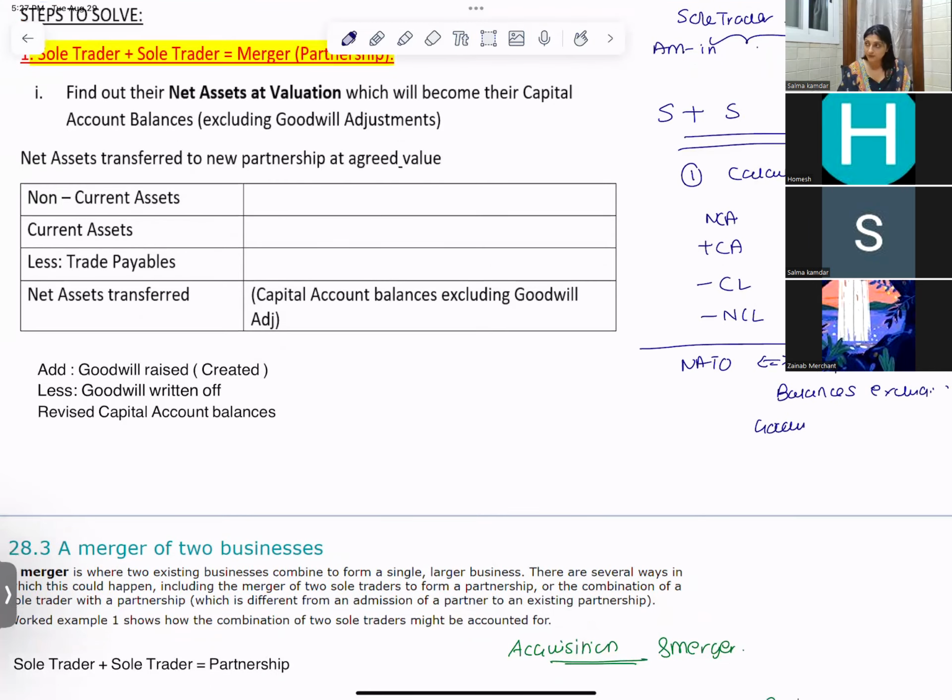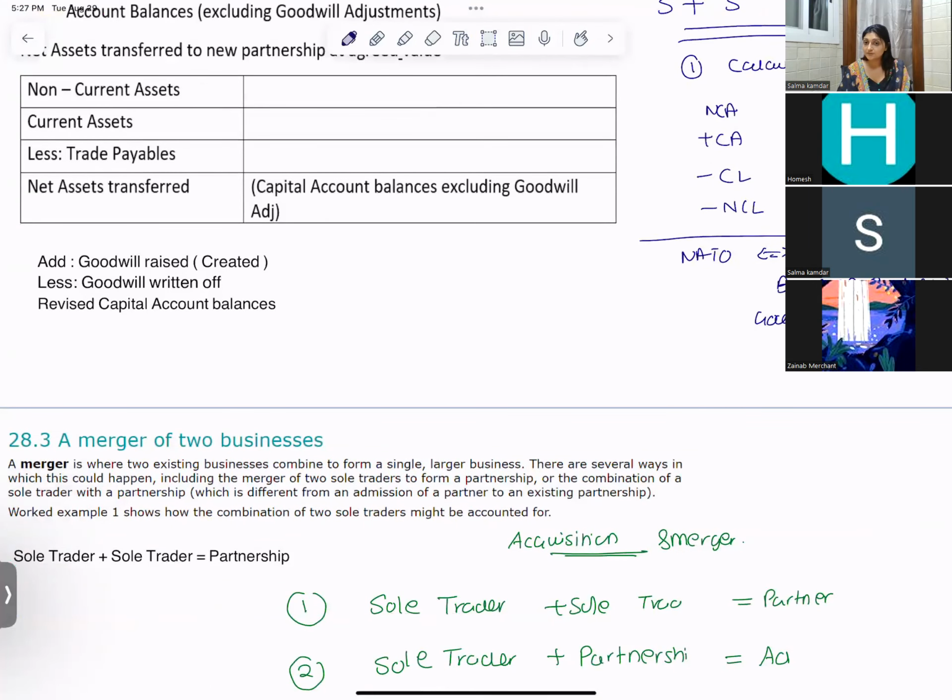Then after that, what will you do? You'll see the amount they have, like the goodwill raised. You will raise the goodwill. So when you're raising the goodwill, you are adding it to what? Adding to the capital, additional capital. Then what will you do? Then you'll subtract the goodwill written off. That means you are subtracting it from capital.